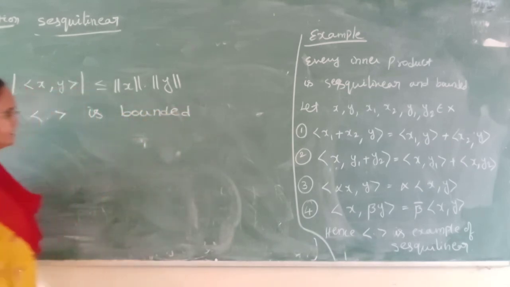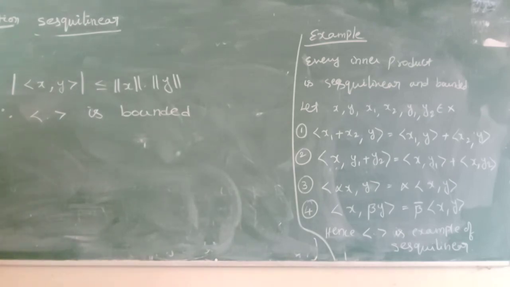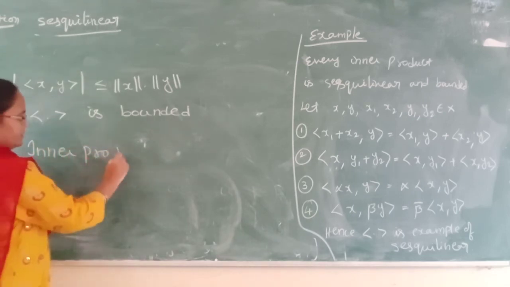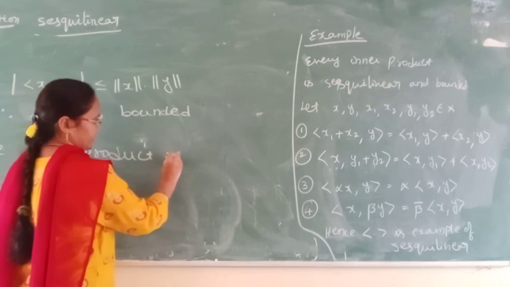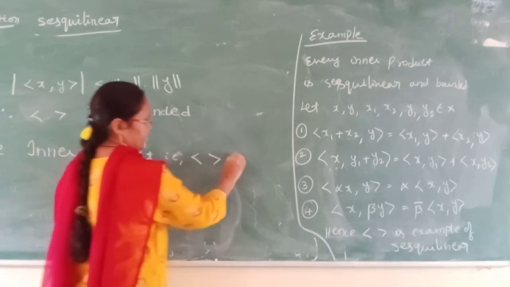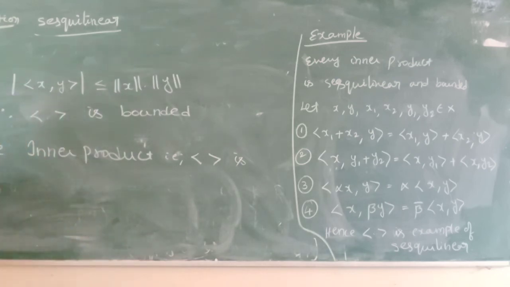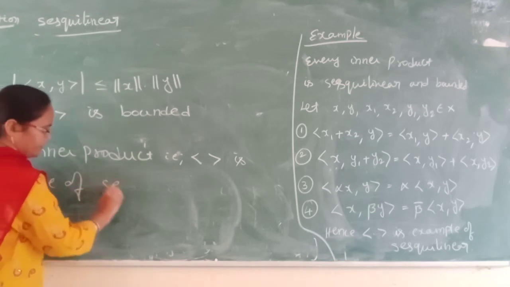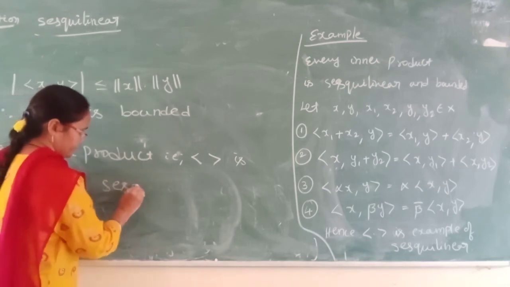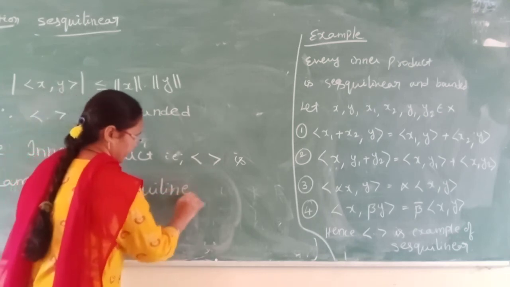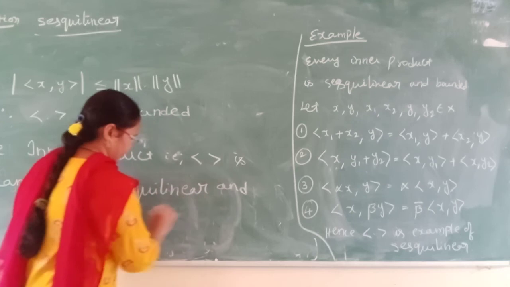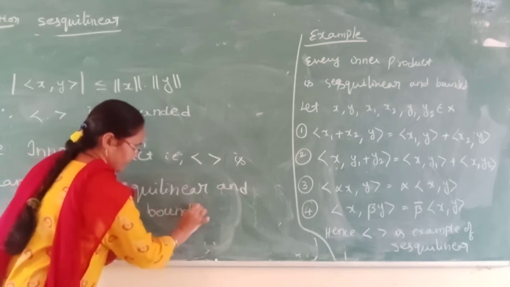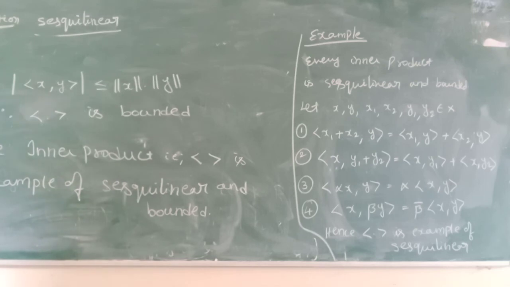So finally, hence the inner product is, in words you can write, and the symbolic representation is this symbol, an example of sesquilinear and bounded both. Sesquilinear and bounded. Is it clear now? Without this definition you cannot understand the theorem now.